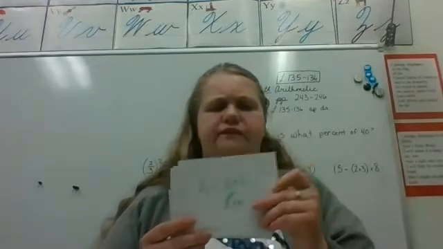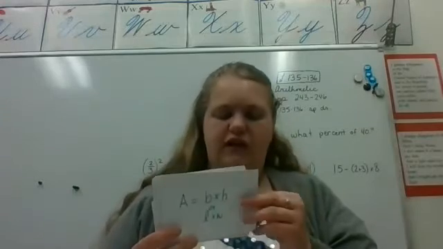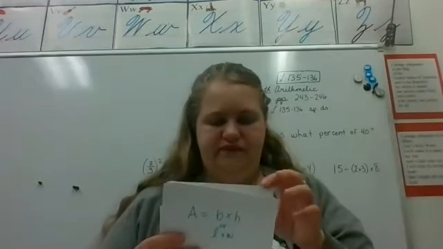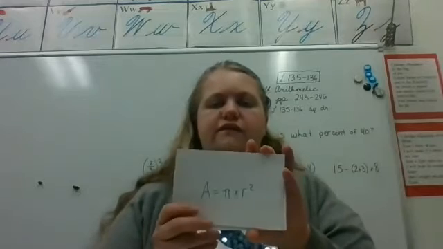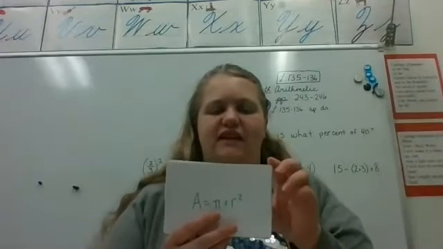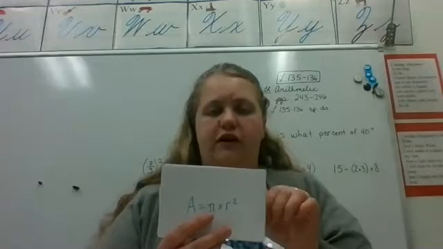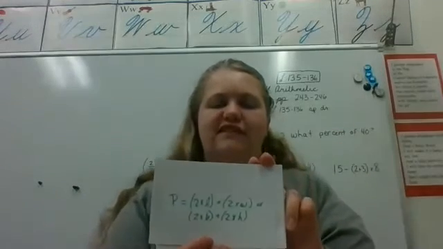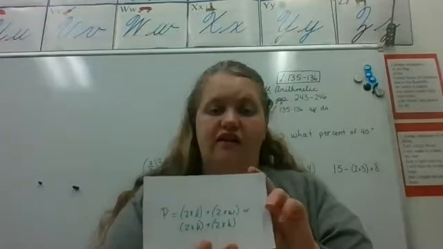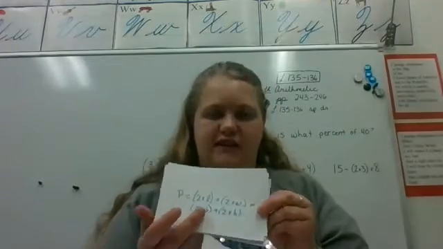What about this one? That's area of a parallelogram. And this one? Area of a circle. Now, we only have one formula for area of a circle, okay? And this one is area of a parallelogram, because it pretty much is the same as the rectangle.